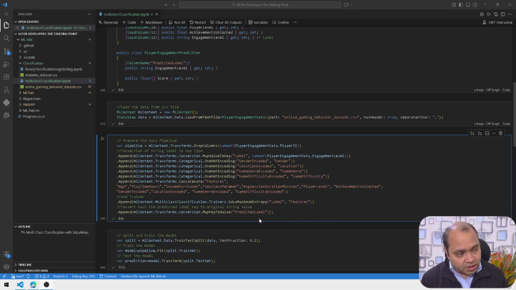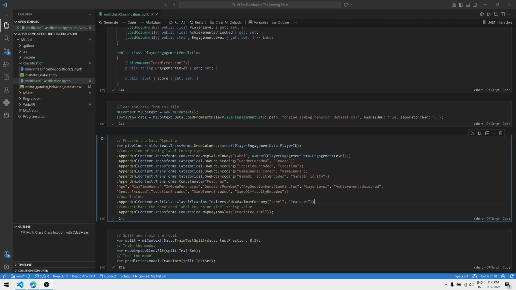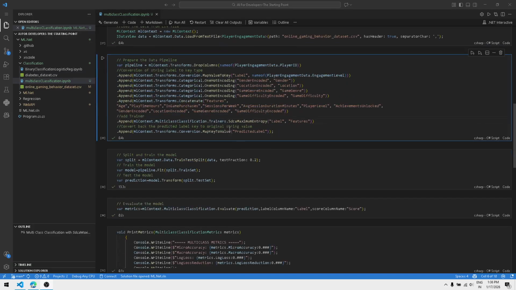Previously, there was a mistake. The mistake was in this pipelining. When we created the pipeline, we missed out one column, session per week, and due to this we ran into the problem. Okay, we can try it out. Let's try to use LightGBM. Let's see what happens if we use LightGBM. This is called tree level searching.